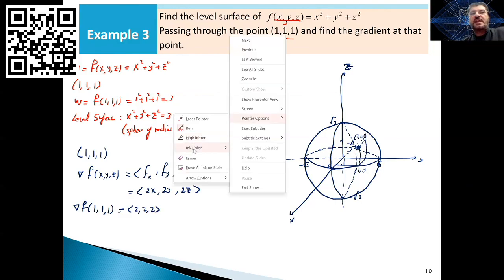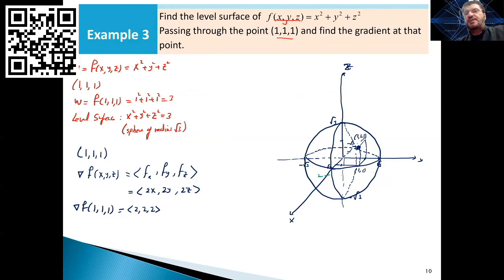Where is this point 2, 2, and 2? So I'm going to take any other color, like the green one. Let's suppose this is 2 on the x-axis and this is 2 on the y-axis. They will meet somehow in here. So this is 2 and 2. Now what I'm going to do is go up to 2 on the z-axis, and then come down to meet this point. So here's the point 2, 2, and 2.